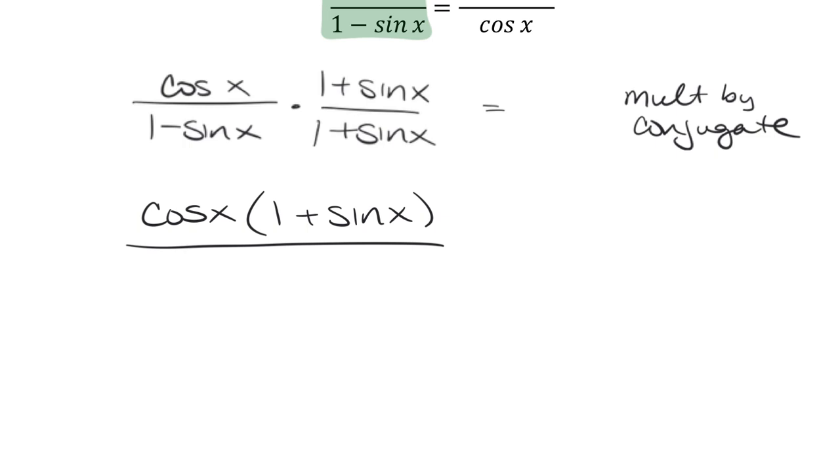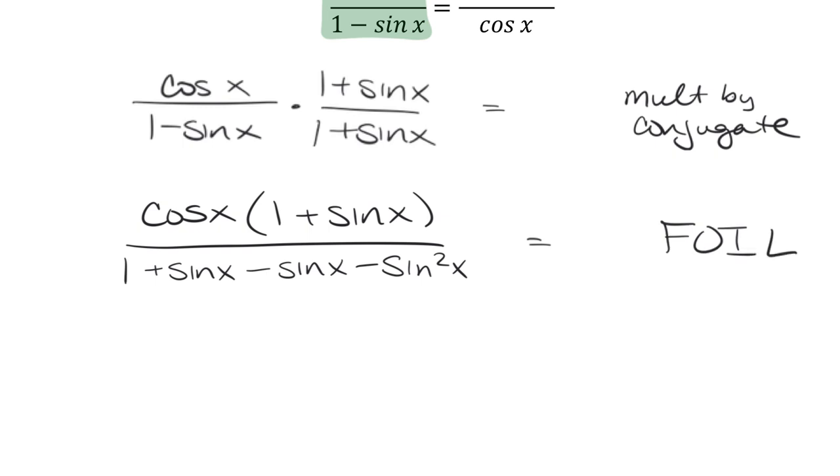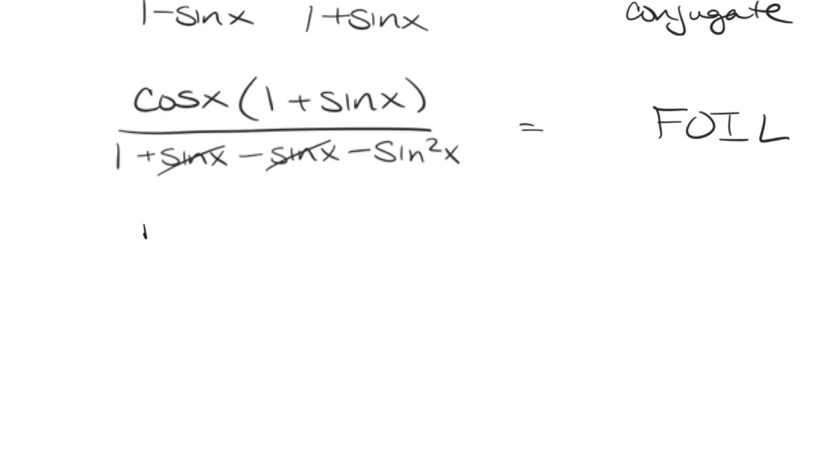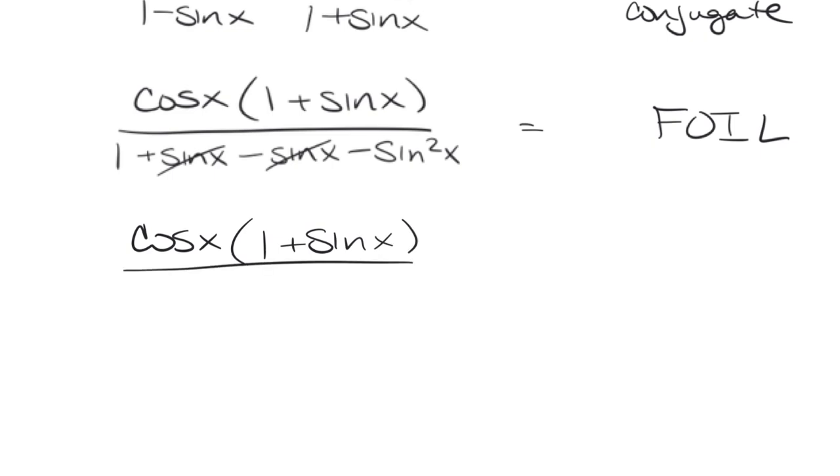But when we multiply the denominator, it's the difference of two squares, or it's a FOIL question. 1 times 1 is 1, 1 times positive sine of x is sine of x, 1 times negative sine of x is negative sine of x, negative sine times positive sine is negative sine squared of x. This is a FOIL step. This is the difference of two squares. And I know it's a difference of two squares because what's going to happen in the middle? We have a positive sine and a negative sine. They cancel each other out. So we end up with cosine of x times 1 plus sine of x over 1 minus sine squared of x.